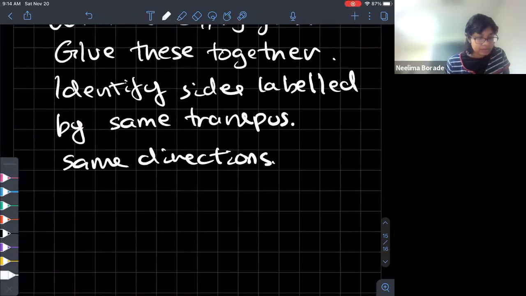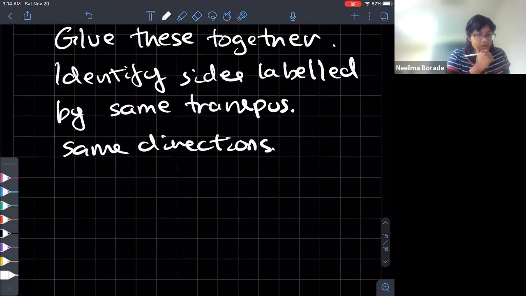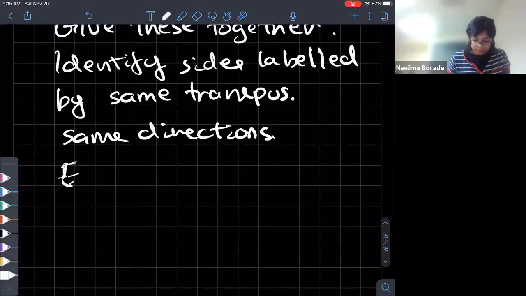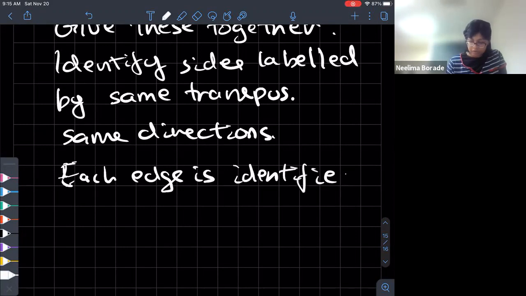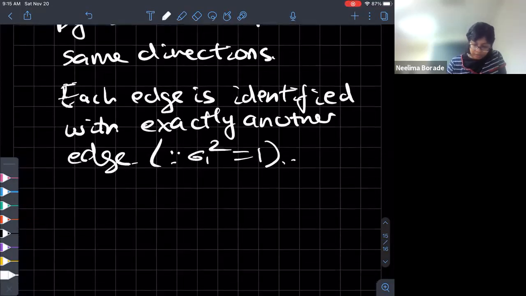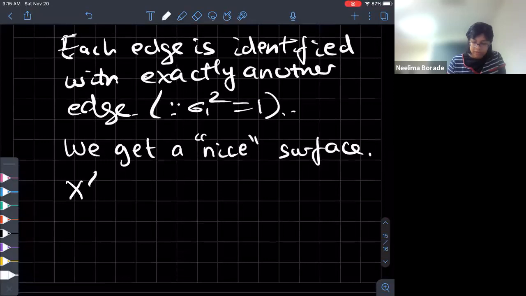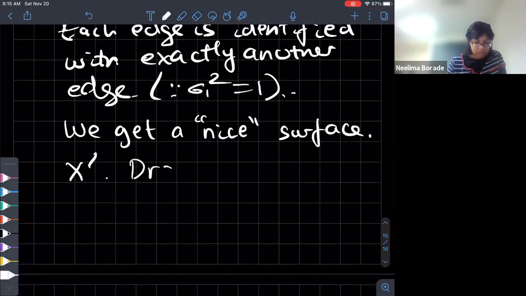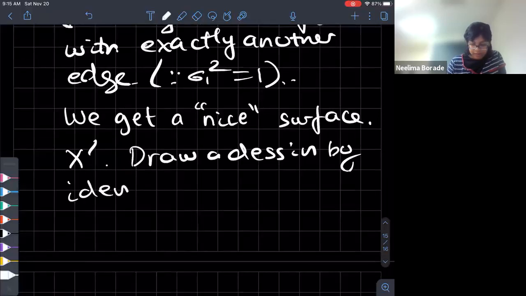And recall that by the construction of the sigma I, each edge is identified with exactly another edge. This follows because sigma 1 squared is 1. Right, and so we have a nice gluing, and what we get is a nice surface X prime, and we can draw this scene by identifying these edges.